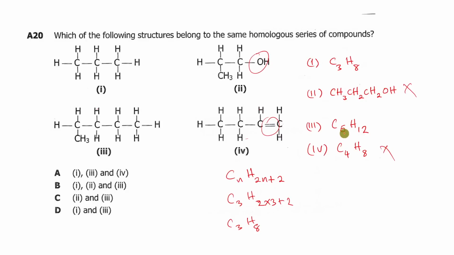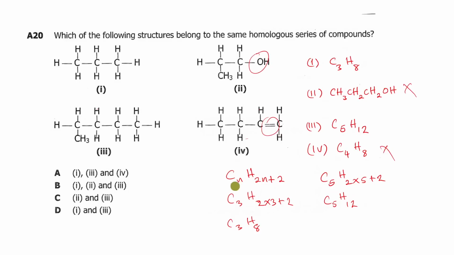If I get C5, I put here. If I come up with this one, then they're the same. So let me try C5, then H2 times 5 plus 2. So C5, H2 times 5, which is 10, plus 2, 12. So yeah, they are all using this same one.